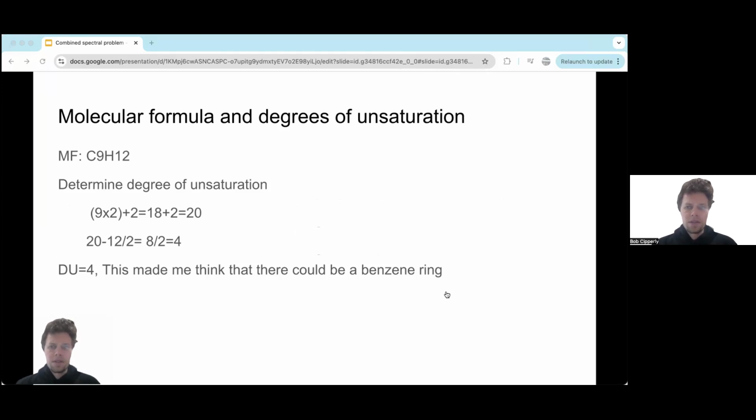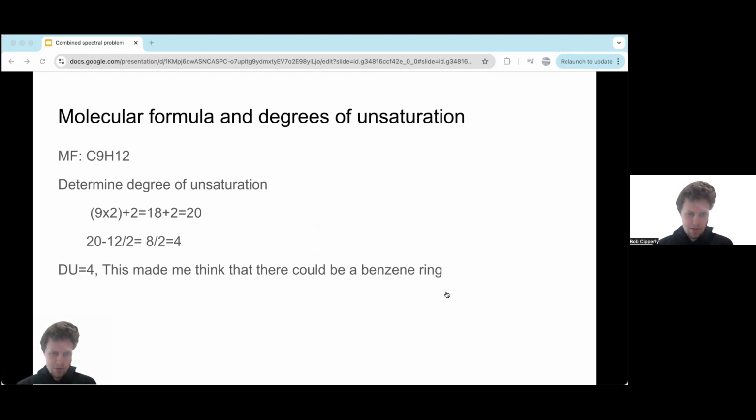So the first thing we needed to do was look at the molecular formula and then determine the degrees of unsaturation. So our chemical formula is C9H12. I use the formula of carbons times 2 plus 2, and then subtracted the number of hydrogens from that and divided it by 2. So with that, I took 9, which is the amount of carbons, times it by 2, and then added 2. That gave me the number 18.